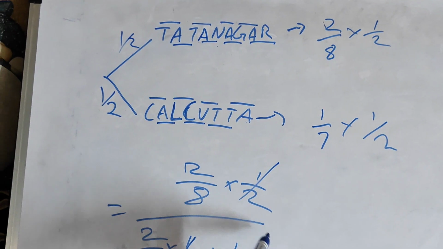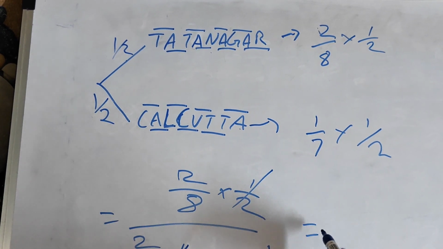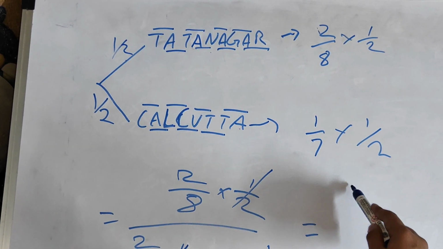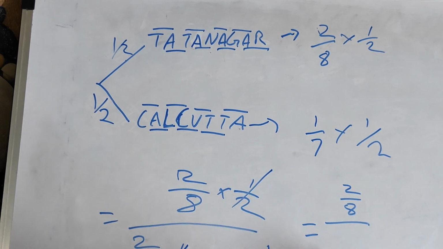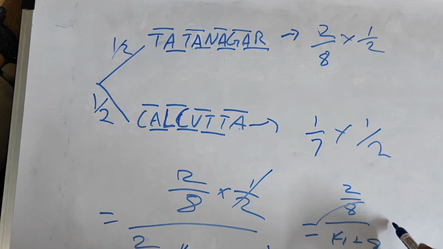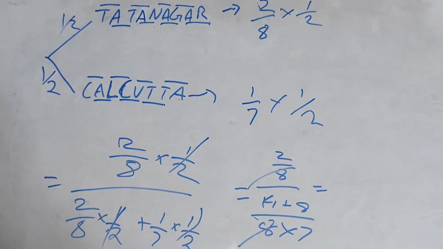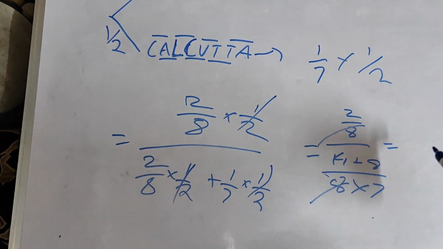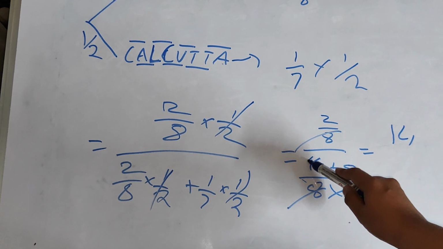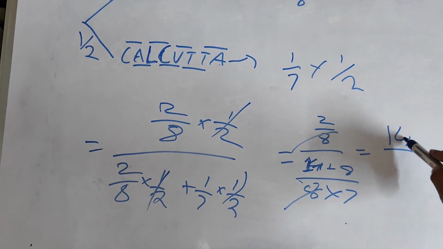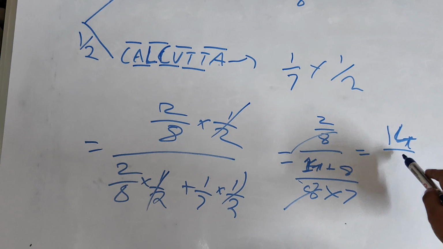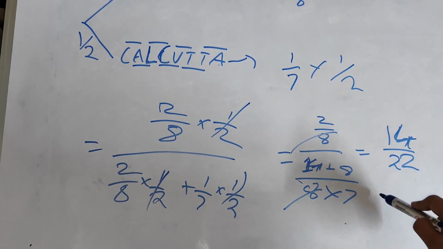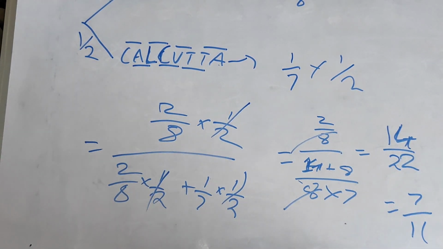As usual, if they are same, just cancel them out. That's 2 by 8 divided by 2 by 8 plus 1 by 7, which is equal to 2 by 8 divided by 14 plus 8 divided by 8 into 7, which is equal to, 7 2s are 14, this is 14 divided by 14 plus 8, which is 22, which is equal to 7 by 11. So that's the answer to the question.